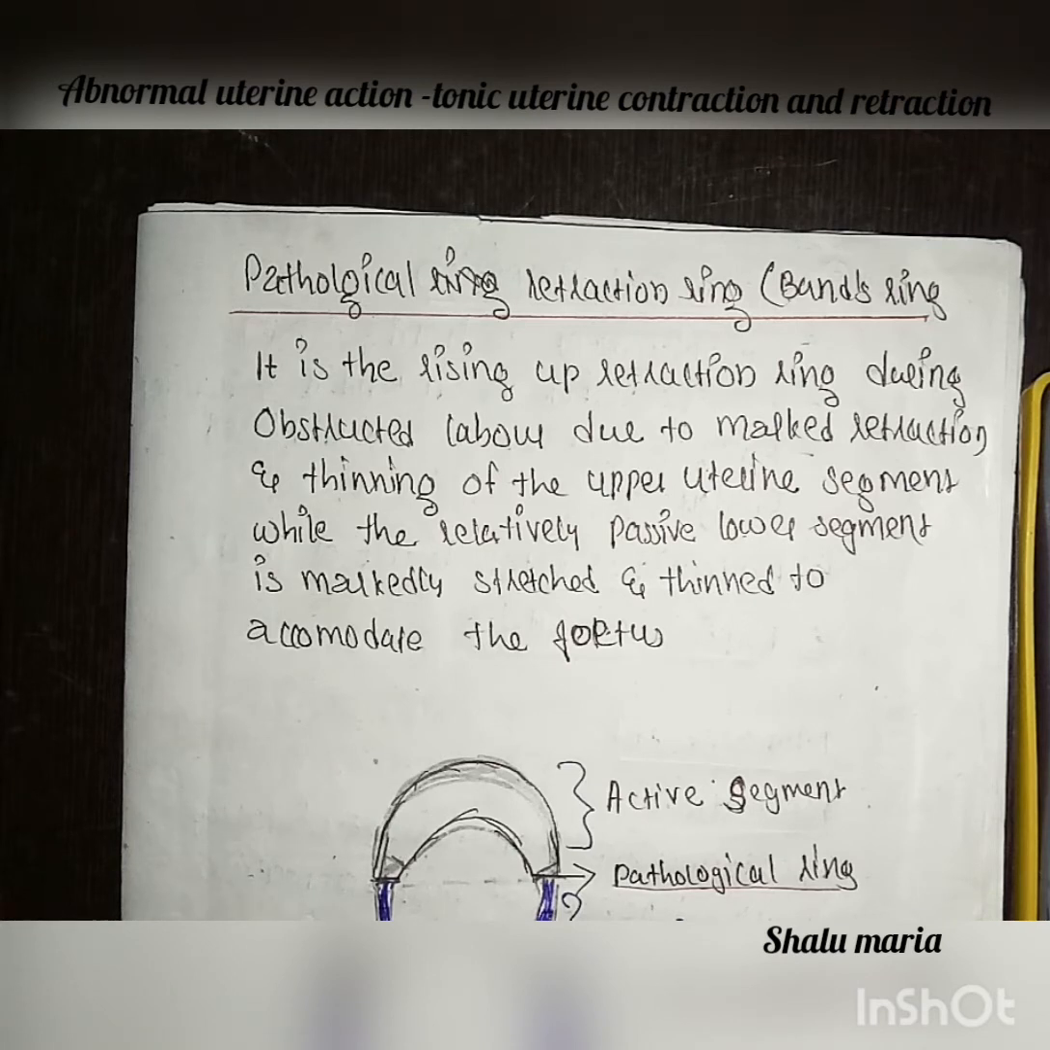Then we can move on to the pathological retraction ring. The pathological retraction ring is otherwise known as Bandl's ring. Now, in the case of excessive contraction and retraction, we can see this pathological retraction ring. In this case, the ring rises up during obstructed labor because of marked retraction and thickening of the upper uterine segment. Generally, the upper uterine segment thickens and the lower uterine segment becomes thin so as to accommodate the fetus.